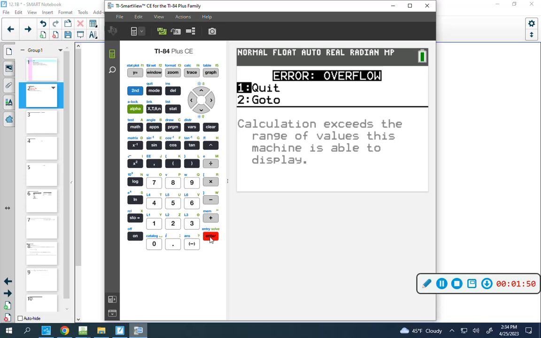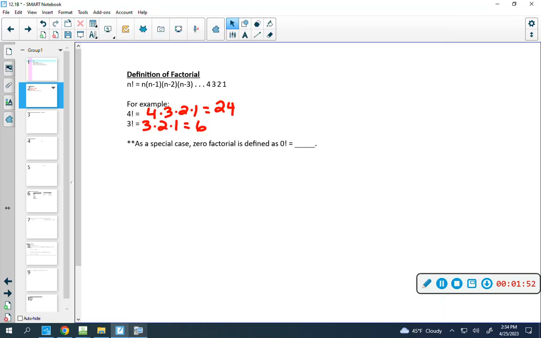So why I'm pointing this out to you, we're going to do some simplifying with these factorial expressions. Clearly, if they're small numbers, you could just type it in your calculator, but you also have to be able to simplify some of these by hand because of the overflow problem.